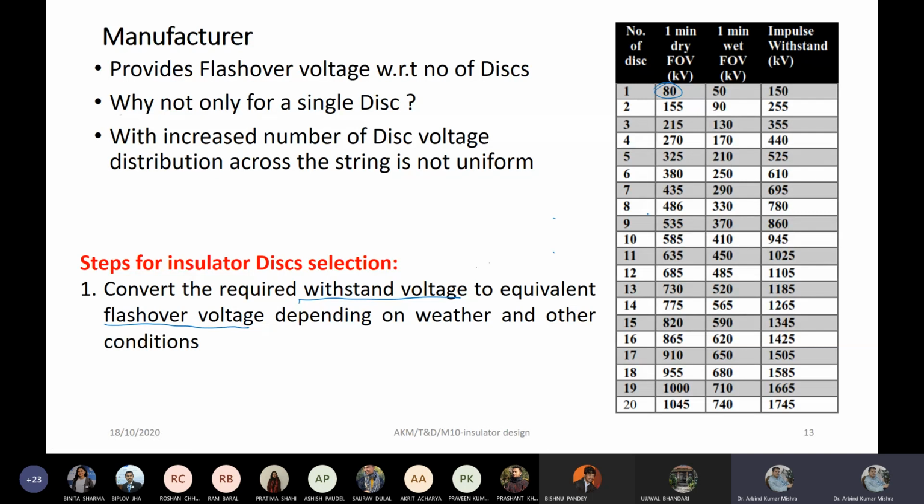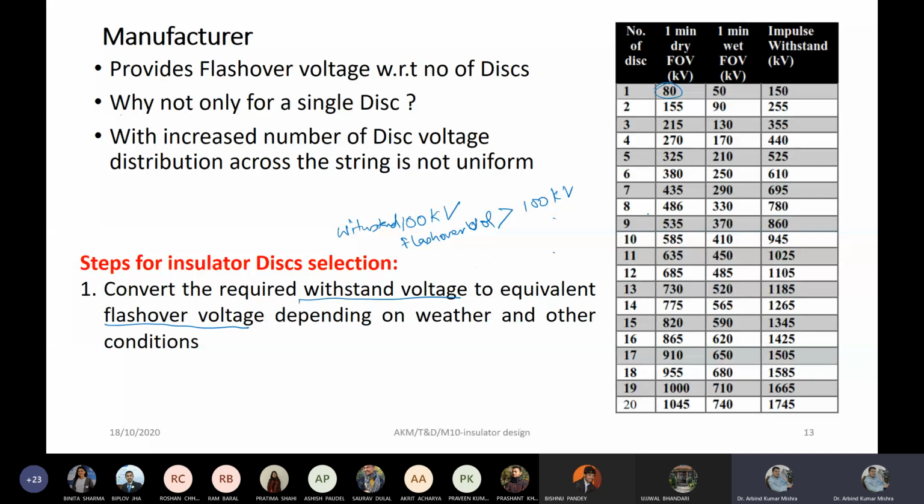Of course, if an insulator has to withstand 100 kilovolt, what does it mean? That flashover voltage must be something greater than this 100 kilovolt, isn't it?